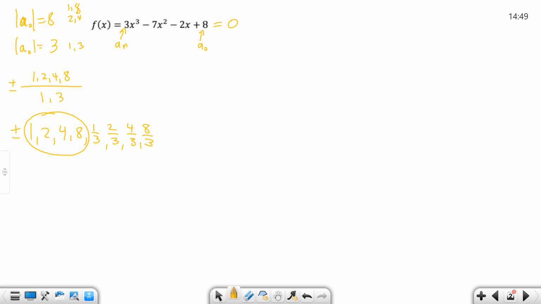So there's only 4 numbers there. Don't forget it's 1 and negative 1, 2 and negative 2, 4, right? So there's 8. I'm going to try all 8 of those integers before I move on to 1/3 or 2/3 or 4/3 or 8/3. If you want to do that, by all means, have at it. I ain't doing it, all right? So these are my possible zeros.